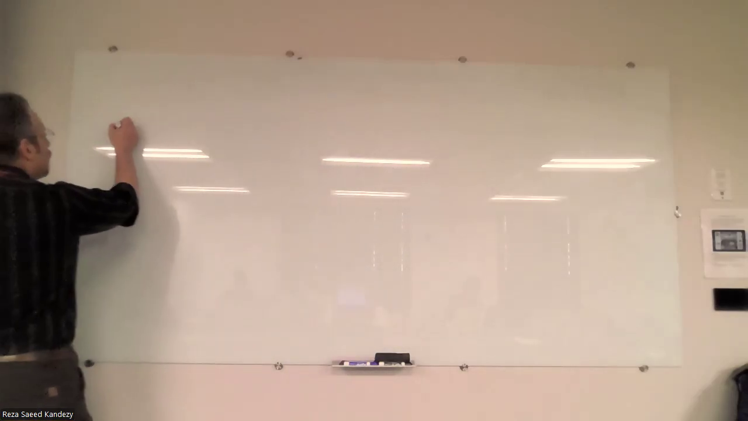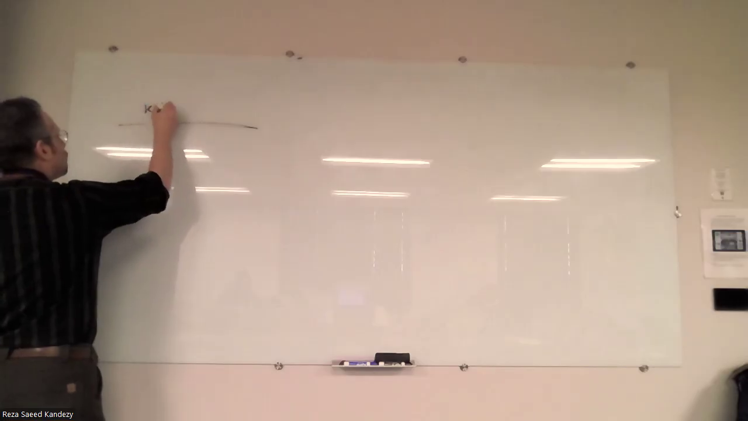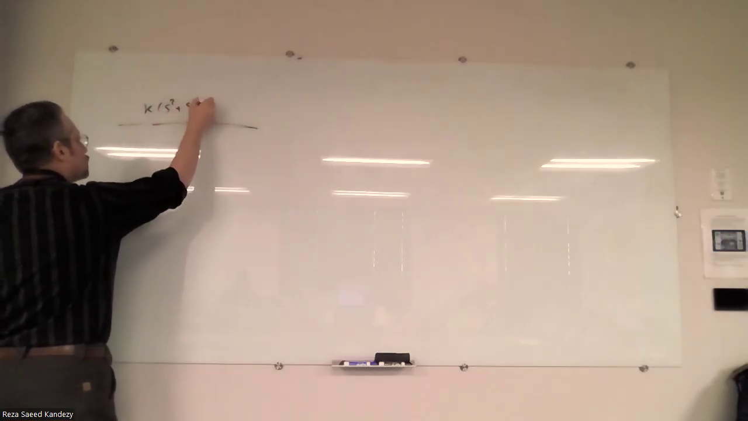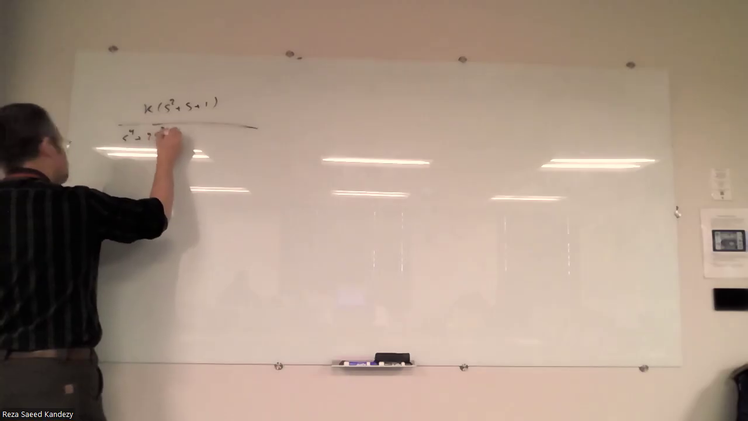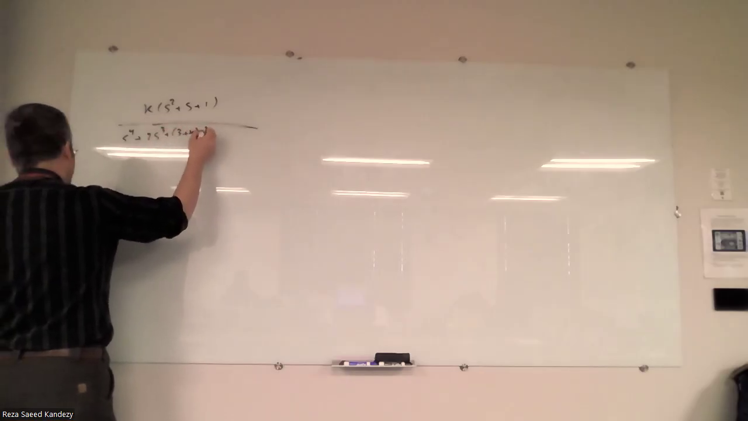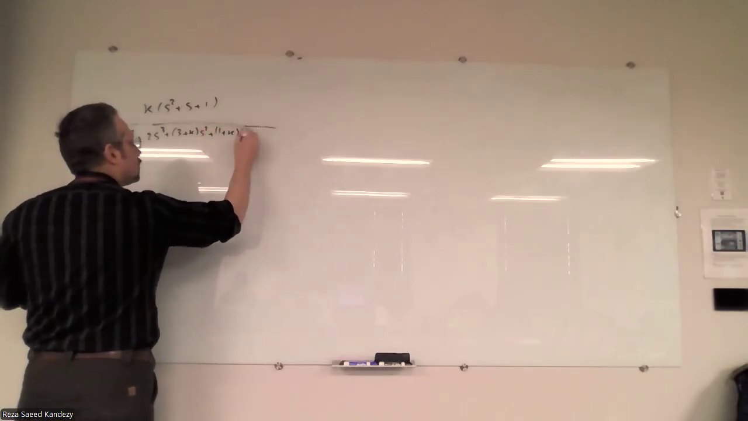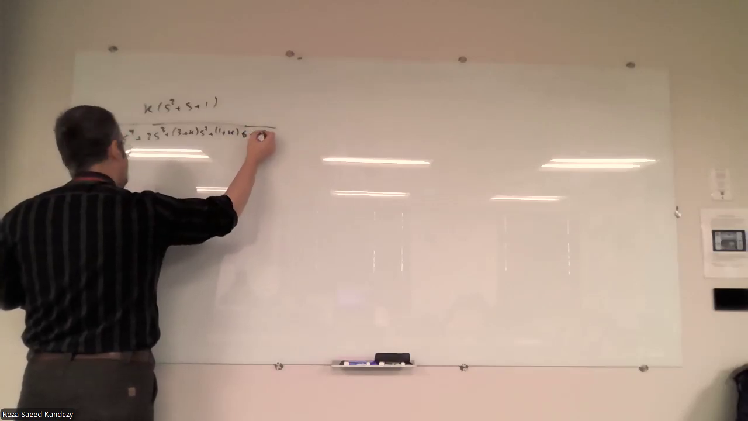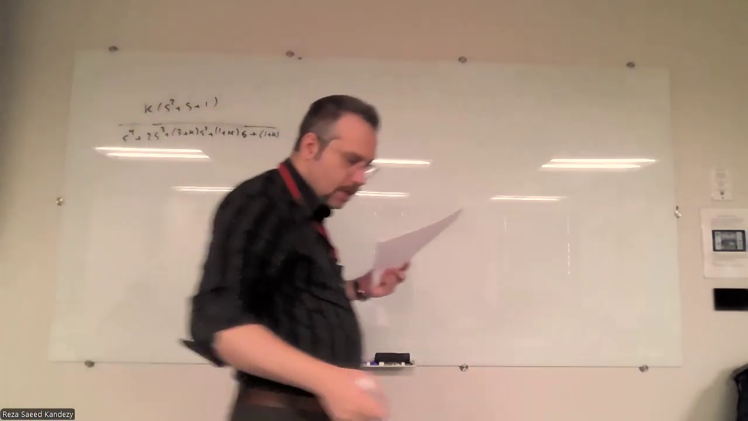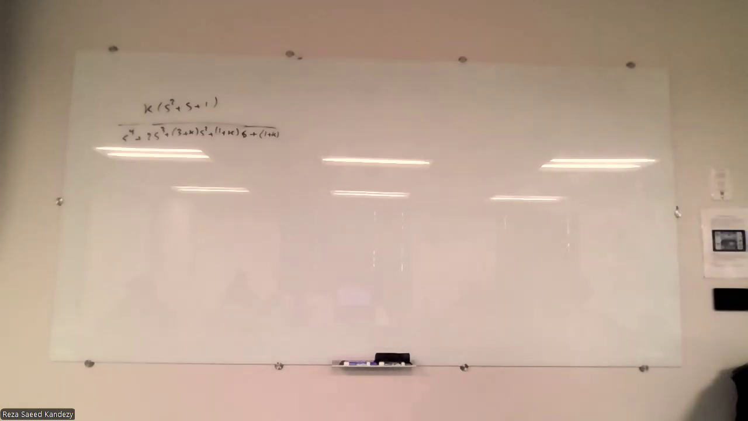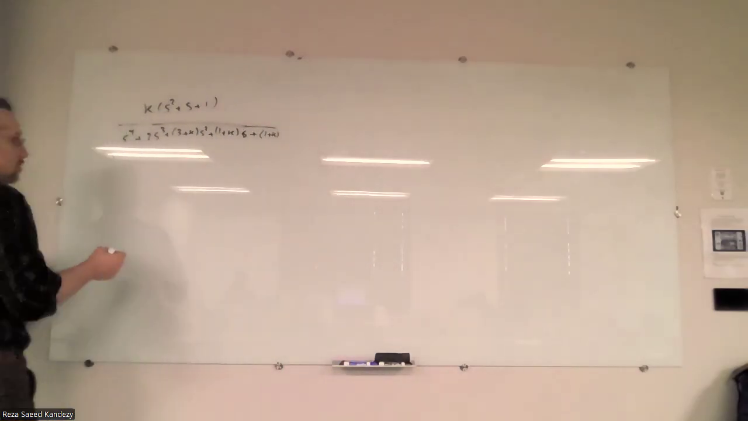Now, let's go for an example of K over S squared plus S plus 1, S4 plus 2S cubed plus 3 plus K S squared plus 1 plus K S plus 1 plus K. Now, we wanted to see how we can develop the Routh-Hurwitz table, and using that, start to find if the system is stable or not.